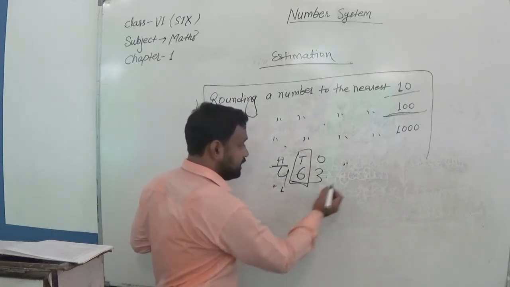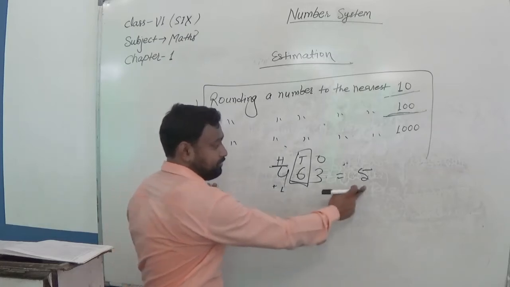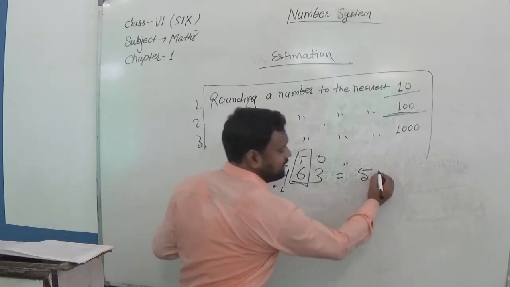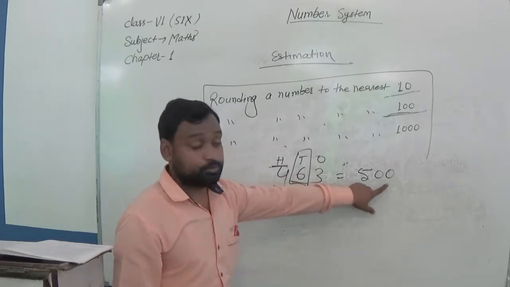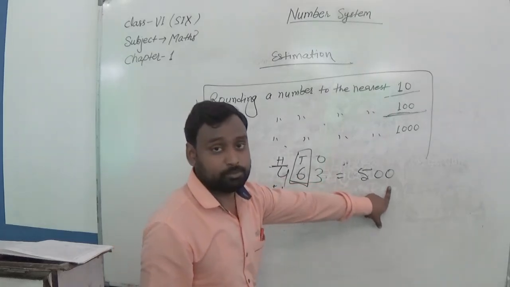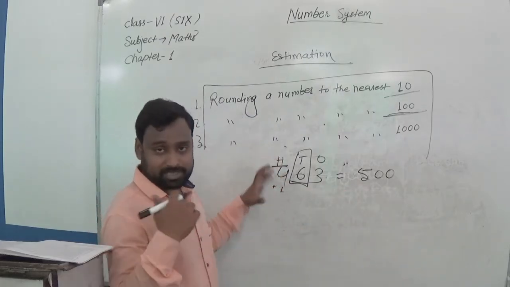4 plus 1, it will become 5, and at the place of tens and ones, we put 0. We replaced both the digits with 0. Okay, are you getting my point? Once again, I am repeating.